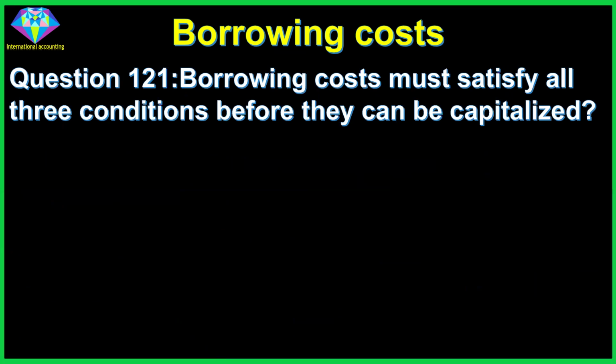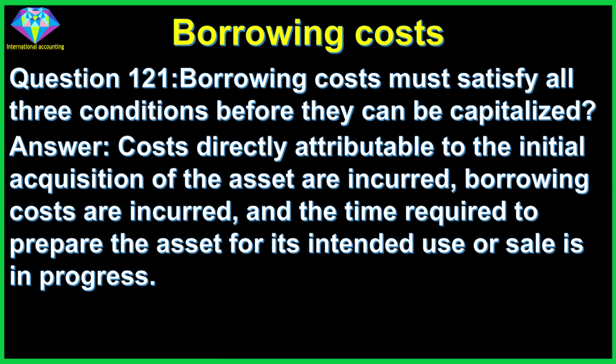Question 121. Borrowing costs must satisfy all three conditions before they can be capitalized? Answer: Costs directly attributable to the initial acquisition of the asset are incurred. Borrowing costs are incurred, and the time required to prepare the asset for its intended use or sale is in progress.